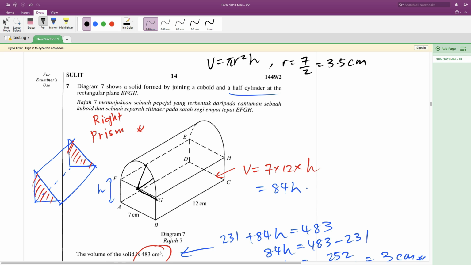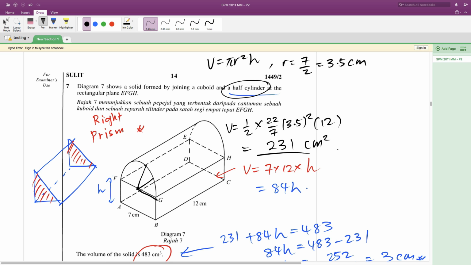So this cylinder, the question says is half cylinder, right? So therefore I will multiply half for my cylinder, which is pi is 22/7, r is 3.5 square h. My height over here is 12. And then you use the calculator to solve this one. Calculator should tell you the answer is 231 centimeter cube, sorry, because this is volume. Okay, if like this, I think it's easier. No need to simplify. Okay? Okay, good.